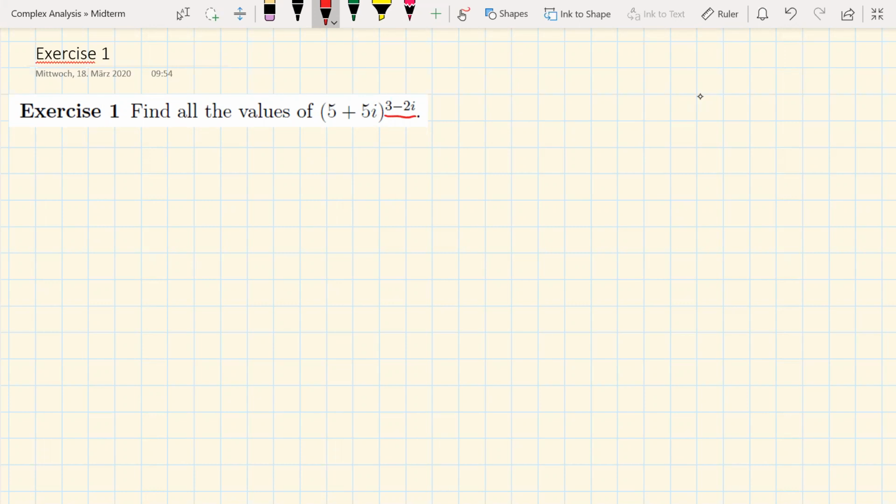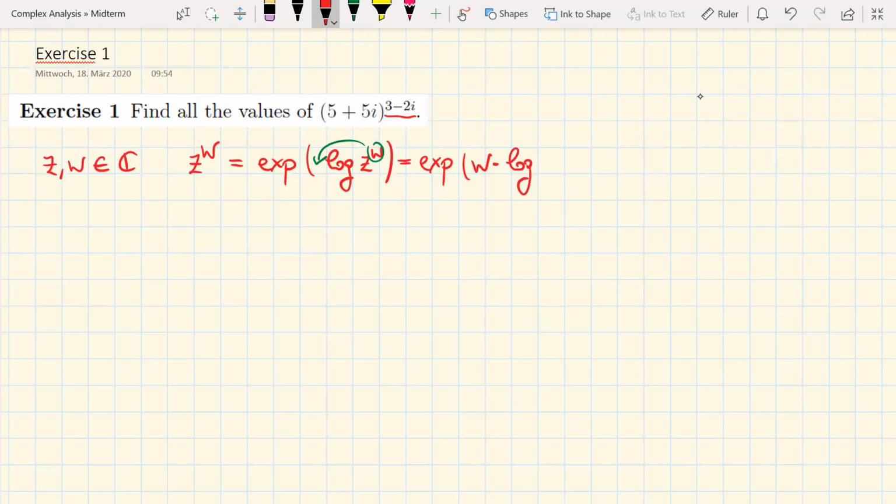Why is that so? Because we will use the following fact: if we have z and w complex numbers, and I want to compute z to the w, then this is the same as the exponential of the logarithm of z to the w. And now I use the property of the logarithm, w comes in front, and we get exp of w times the logarithm of z.